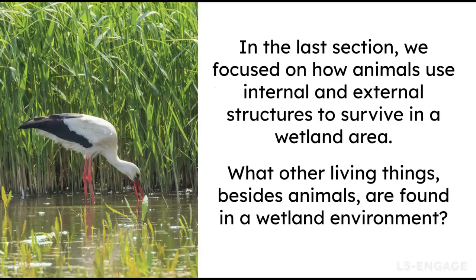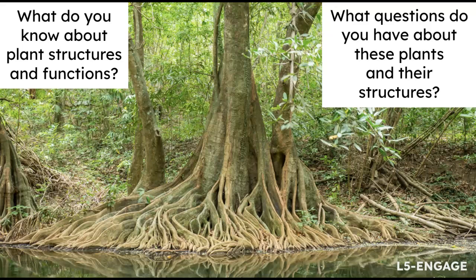To begin the engage portion of the lesson, you'll remind students that in the last section, they focused on how animals use internal and external structures to survive in a wetland area. You'll ask what other living things besides animals are found in a wetland environment. You'll show students the pictures of wetland plants and ask what they might know about plant structures and their functions. You'll then revisit the driving question board to add any new questions and highlight others connected to the learning goals of this lesson by calling attention to questions about how wetland plants use their structures to survive.